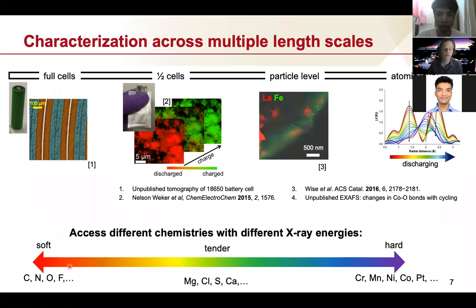And we also have a few beam lines that go down to the tender or soft X-rays, where you can look at carbon or oxygen or fluorine. And all of these chemistries are really important in batteries. And so the ability to choose your energy, depending on what you want to look at, is a big benefit of having a synchrotron.